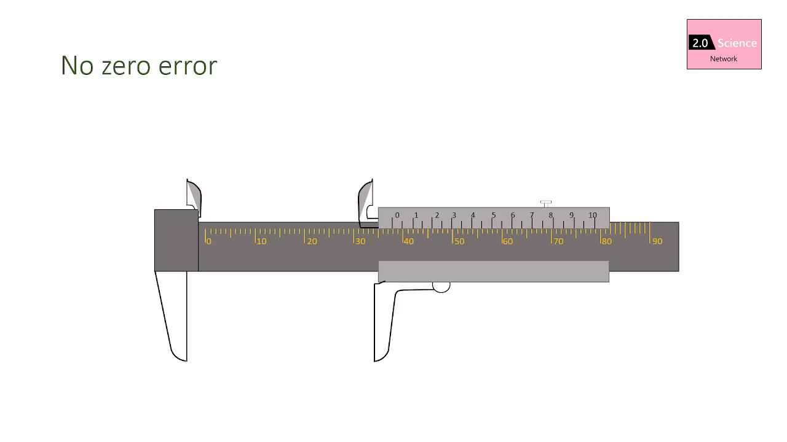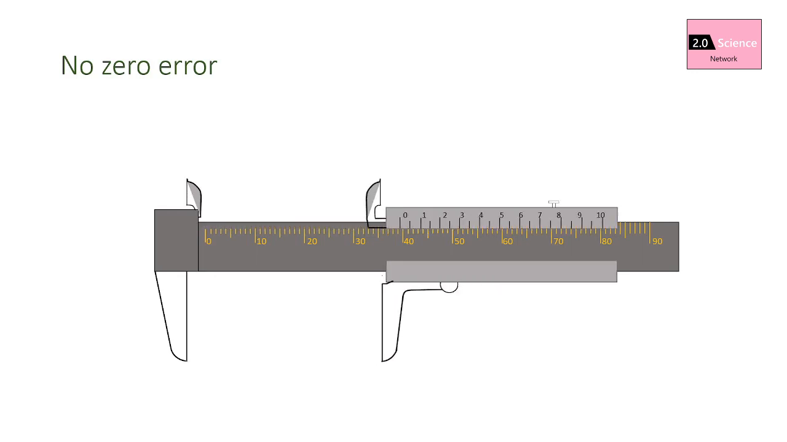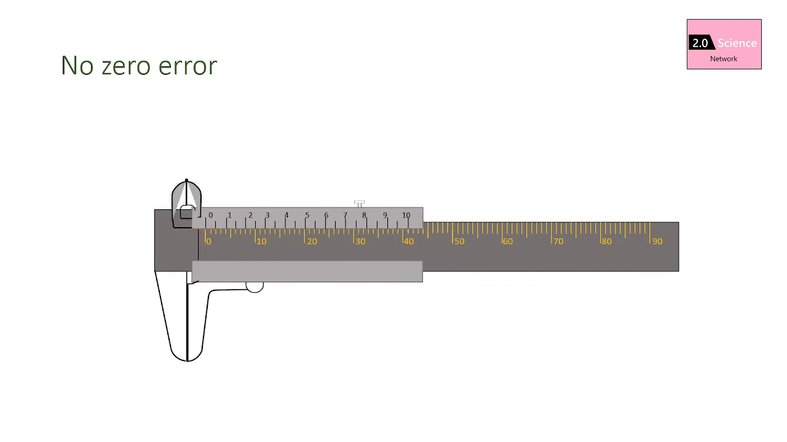Before using the instrument, we must get it to the zero position. When the static and moving jaws are touching each other, Vernier 0 must coincide with main scale 0. But if the instrument has a zero error, the situation will be different.